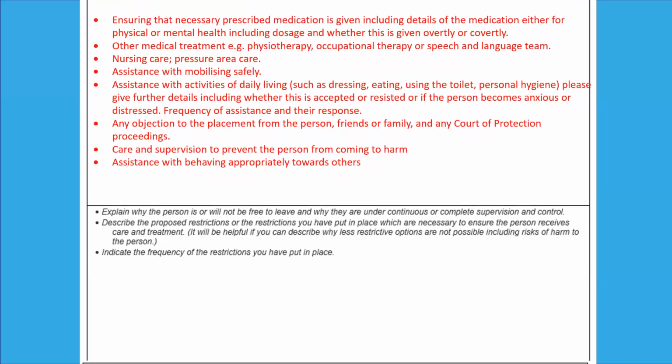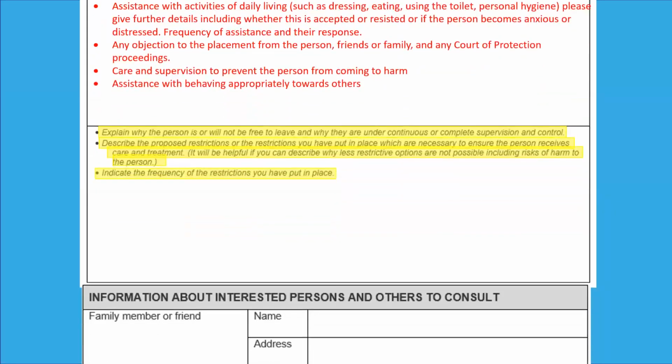You will also need to identify how this person is or will be deprived of their liberty. This includes why they will not be free to leave and why they are under continuous supervision and control. You will also describe the proposed restrictions or the restrictions that are currently in place that ensure the person receives proper care and treatment, and you will want to mention the frequency of the restrictions that have been put in place.